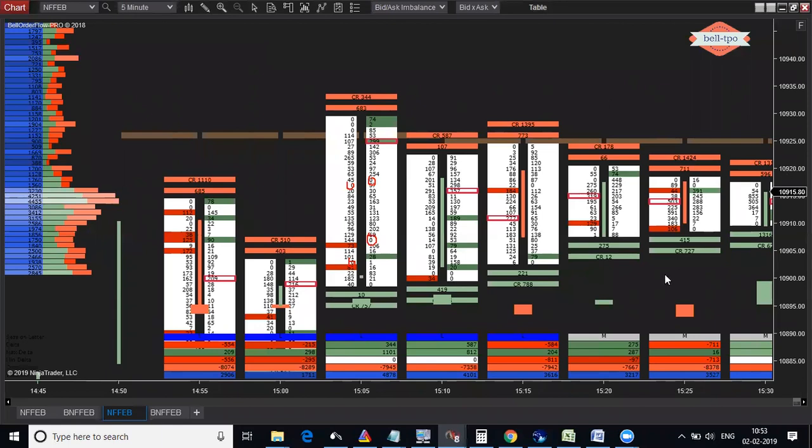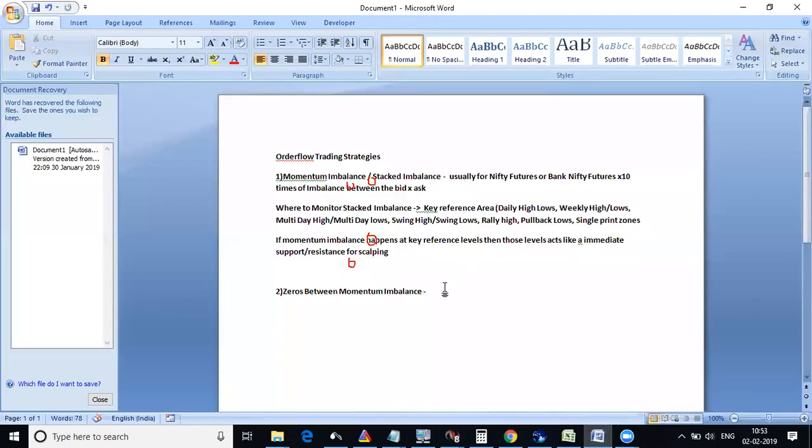So next comes a very interesting setup: zeros between momentum imbalance. The more the momentum, and when I say more momentum, I'm talking about heavy volume, then stacked zeros between the momentum imbalance bars act like a strong resistance or support.